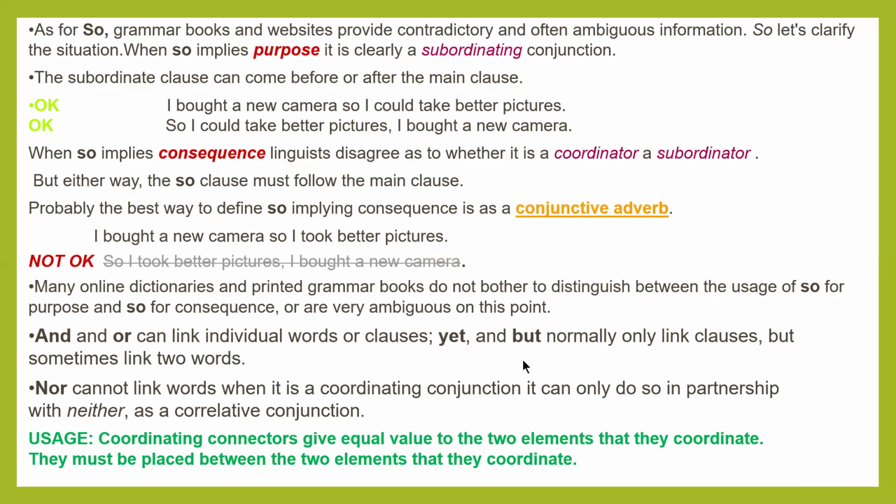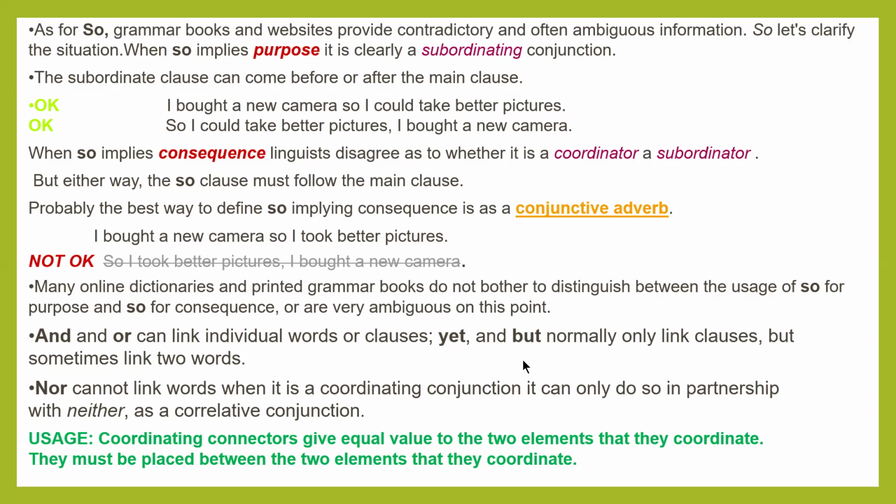About "so": grammar books and websites provide contradictory, ambiguous and often doubtful information. So let's clarify the situation. When the meaning of "so" in the sentence is purpose, it is clearly a subordinating conjunction. When it shows a purpose, it is a subordinating conjunction. What is a subordinating conjunction? We will learn in the subordinating video.